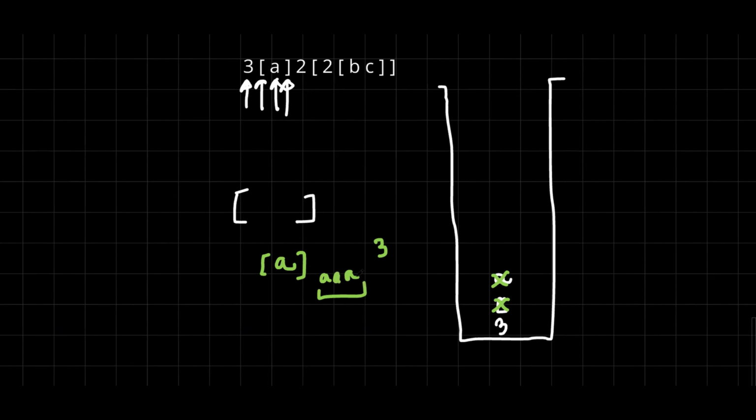So it will become A, A, and A. So we will insert all of the A into our corresponding stack. So we will insert 3 of the A here. Now let's erase it.